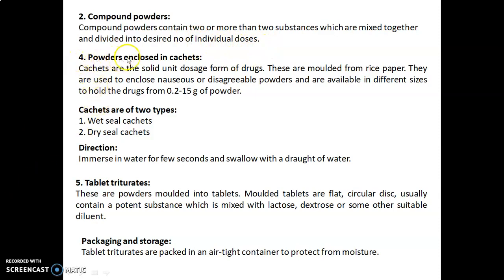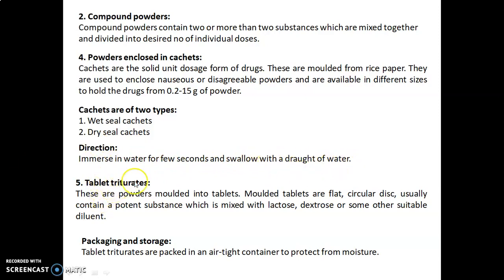Fourth one, that is powders enclosed in cachets. Cachets are solid unit dosage forms of drugs. These are molded from rice paper. They are used to mask nauseous or disagreeable powders and are available in different sizes to hold from 0.2 to 15 gram of powder. Cachets are of two types, that is wet seal cachets and dry seal cachets. Direction for this is: immerse in water for a few seconds and swallow with a draught of water.